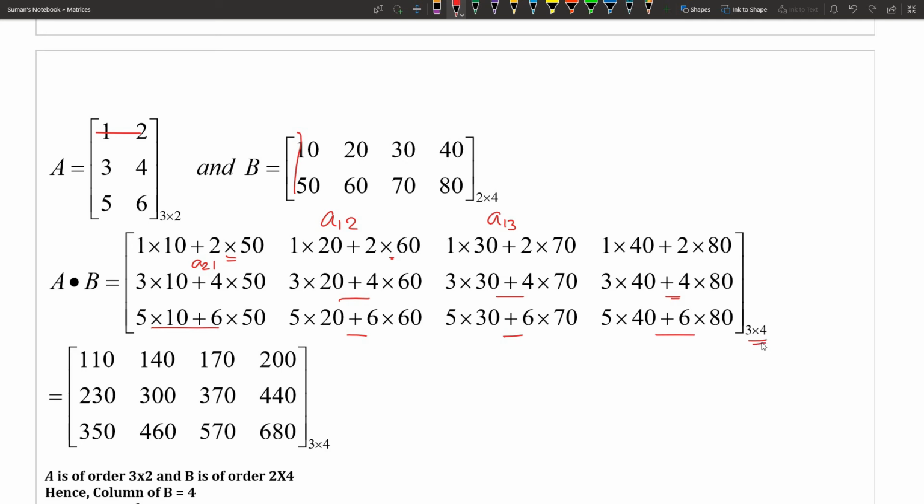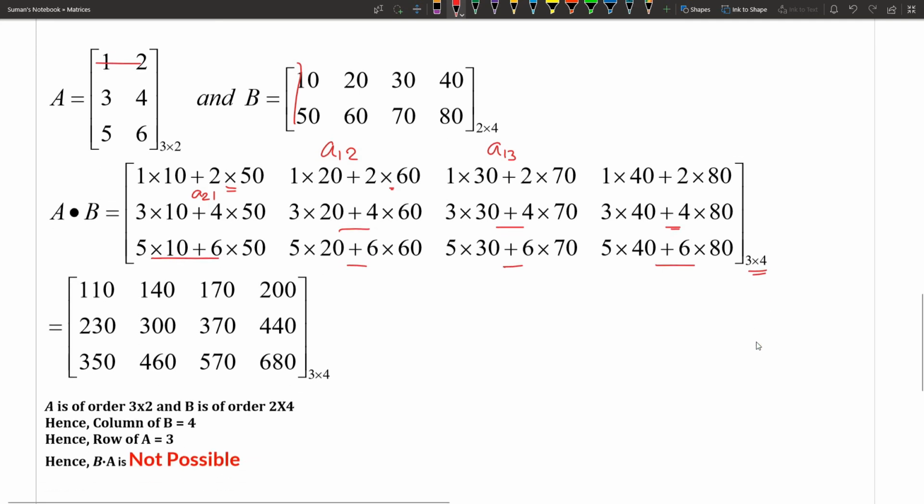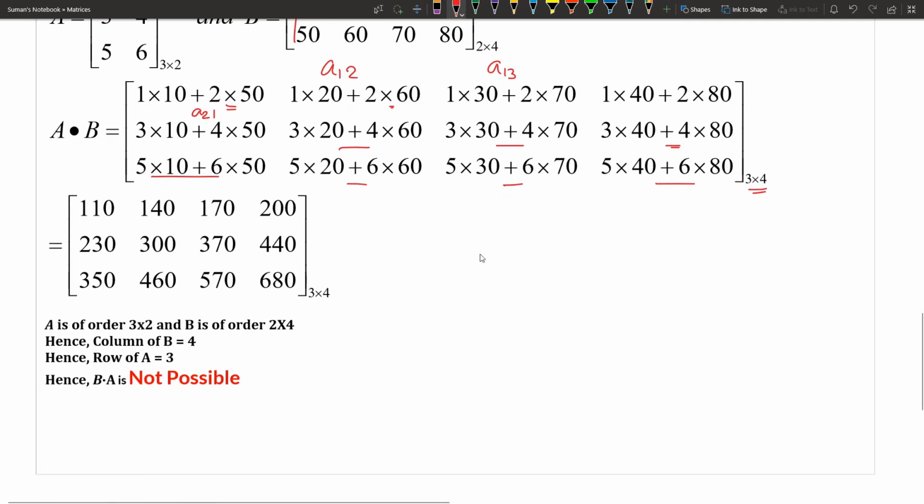So the resultant matrix is 3 cross 4, and after the addition or the calculation we get the resultant matrix as 110, 140, 170, 200, 230, 300, 370, 440, 350, 460, 570 and 680. Let's check whether B cross A is possible or not.